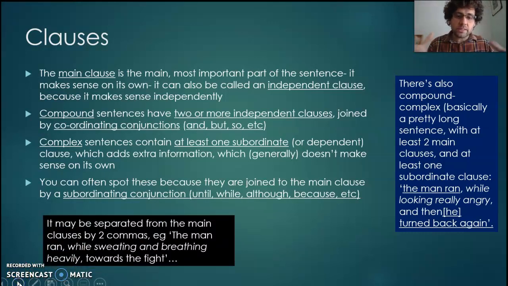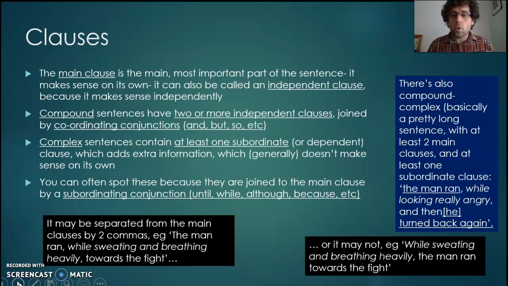Just note with these subordinate clauses, you might get two commas, so the man ran while sweating and breathing heavily towards the fight, or it might not. While sweating and breathing heavily, the man ran towards the fight. And that's where I think sometimes people get confused. Subordinate clauses are easier to find in that first box because you've got your two commas, you've got the while that separates it. But in that second one, that is still a complex sentence. It's just that the subordinate bit has been put first. The while sweating and breathing heavily, the man ran towards the fight. Then the independent clause comes later.